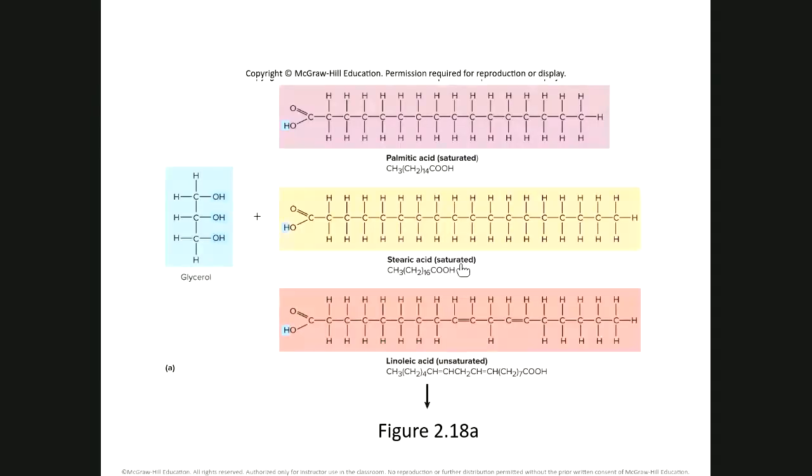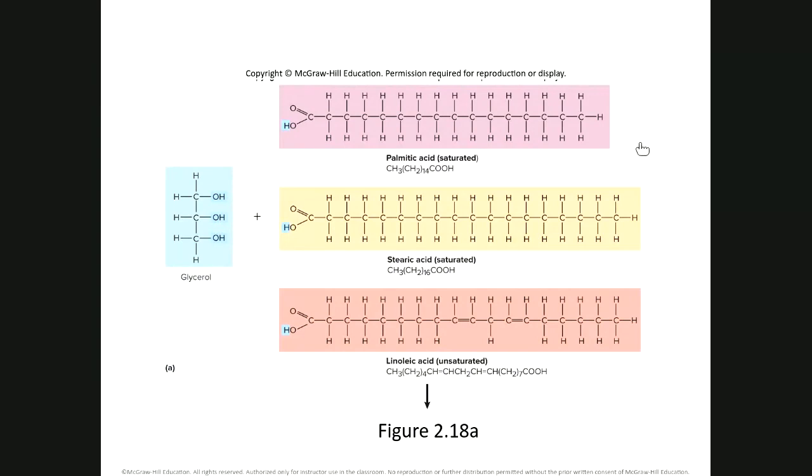Here is a picture of examples of some fatty acids. And you don't need to memorize this at all. You don't need to know the names of these specific fatty acids. This is just to get a general idea of what the layout of a fatty acid is.